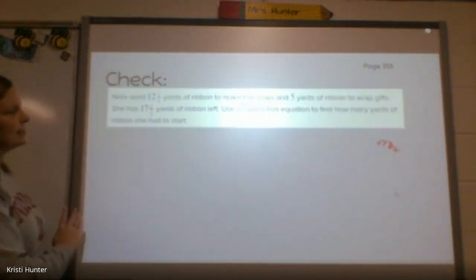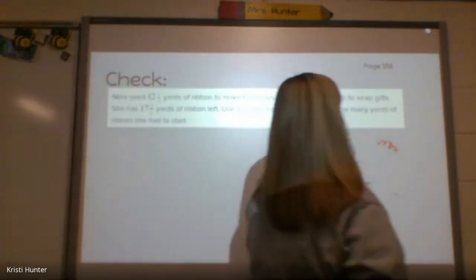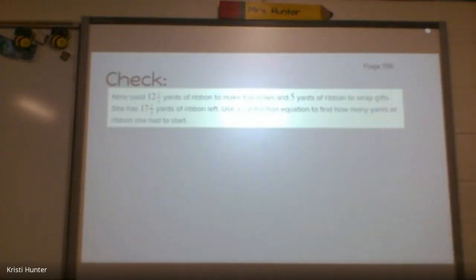All right, so let's see what you got for an answer. It says on my check, Nina used 2 1/3 yards of ribbon to make hair bows and 5 yards of ribbon to wrap gifts. She has 17 2/3 yards of ribbon left. Use the subtraction equation to find out how many yards of ribbon she had to start with.